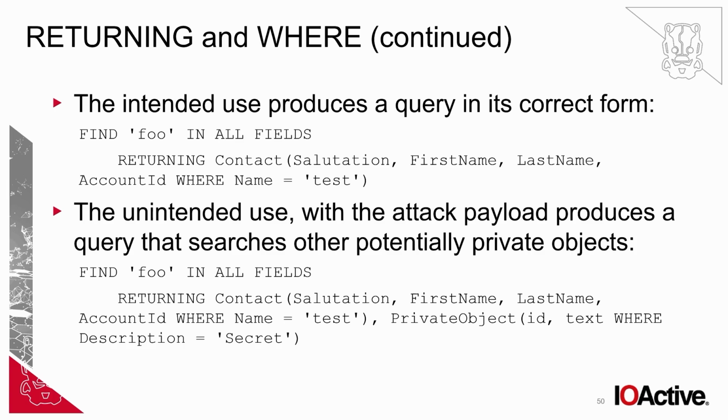So to show that attack in place, the original statement as intended by developers would be at the top, where the two user inputs passed in would be foo and test. And that would just bring back that much narrower range of records. The unintended attack produces a still syntactically correct payload, resulting in a syntactically correct statement, but to search a different set of objects and to bring back the records and fields from those objects.